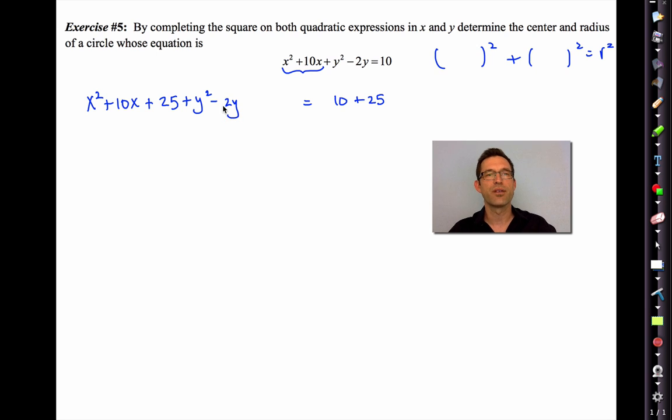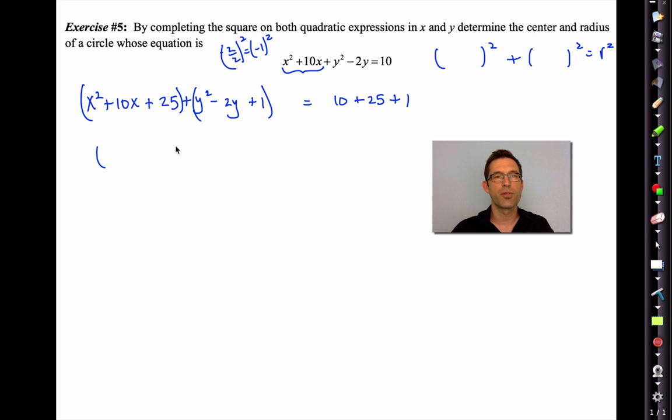Now on this one, we're going to take negative 2, right? We're going to divide by 2, get negative 1 squared, and we'll get positive 1. Again, because I added 1 there, I'm going to add 1 there. Now, if I've done everything right, these two trinomials are perfect squares. And they are. That's x plus 5 squared. That's y minus 1 squared. And that's 36.